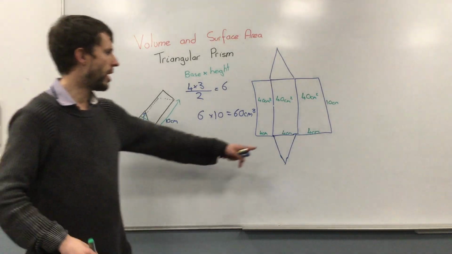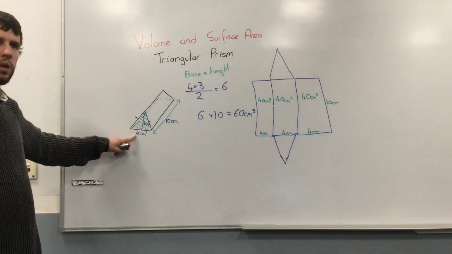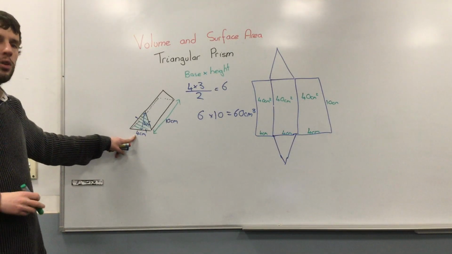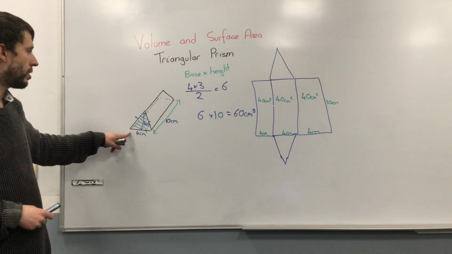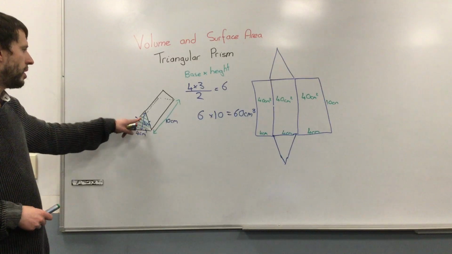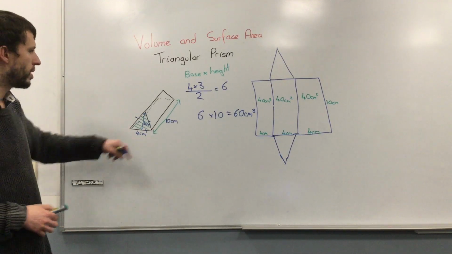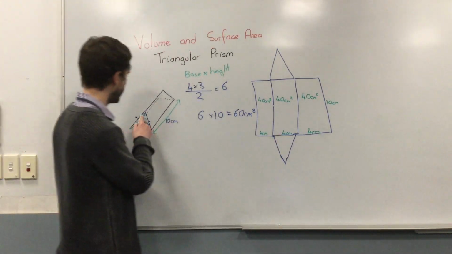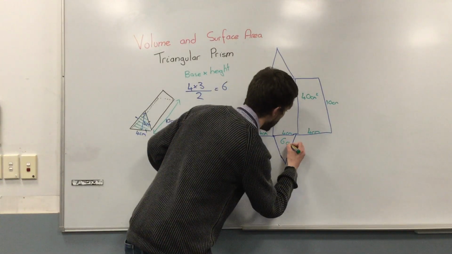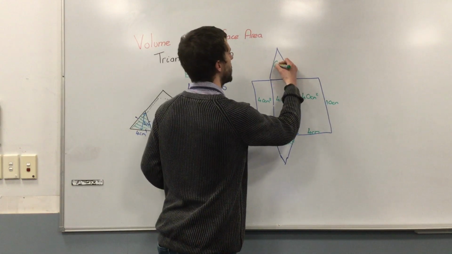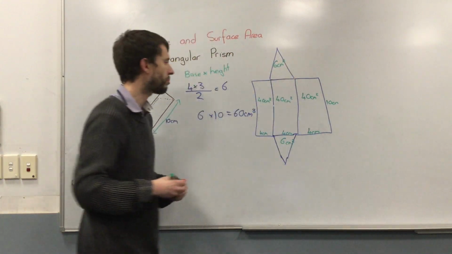Then I look at my triangle, and this is what we did before. We know that a triangle is half the size of a rectangle. So we're timesing the base by the height divided by 2. So 4 times 3 divided by 2 equals 6. 6 centimeters squared and 6 centimeters squared.